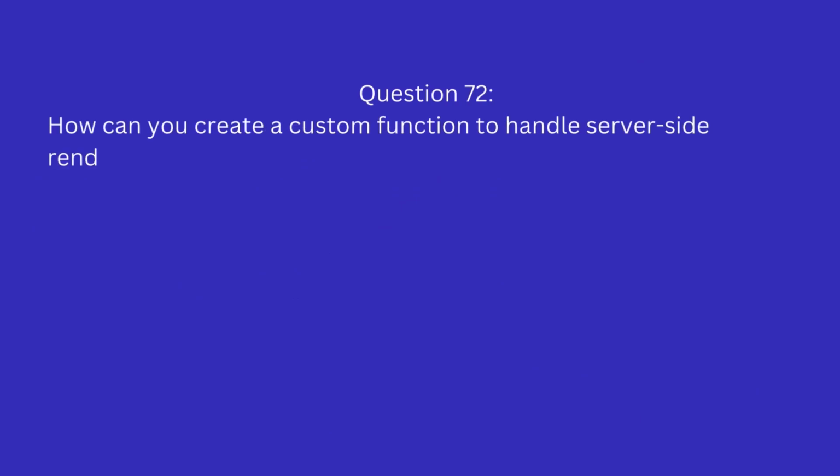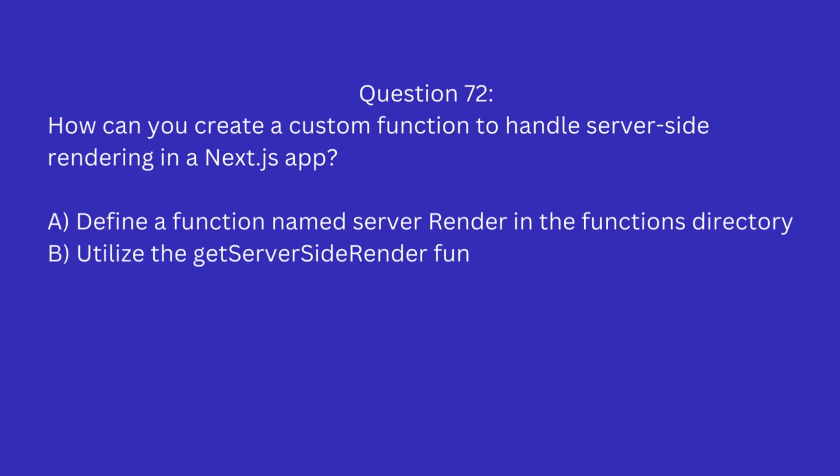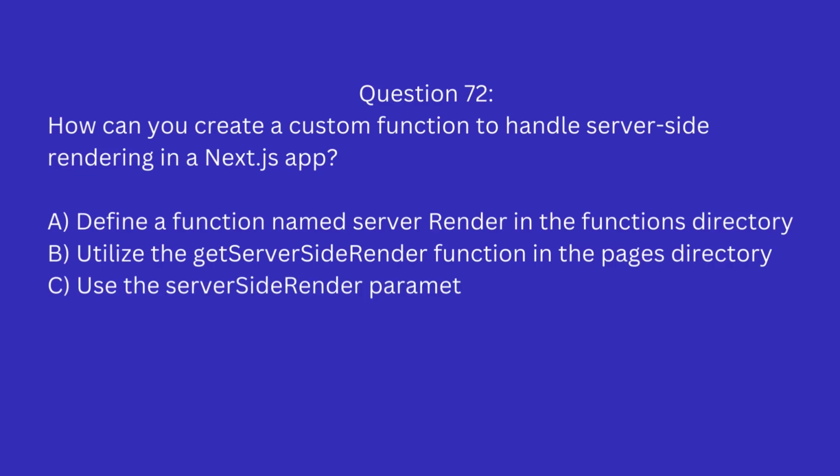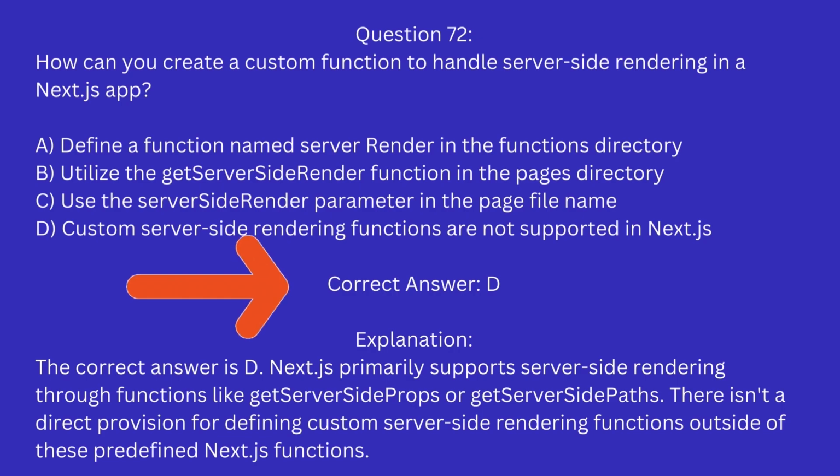Question 72. How can you create a custom function to handle server-side rendering in a Next.js app? A. Define a function named server_render in the functions directory. B. Utilize the getServerSideRender function in the pages directory. C. Use the server-side render parameter in the page file name. D. Custom server-side rendering functions are not supported in Next.js.